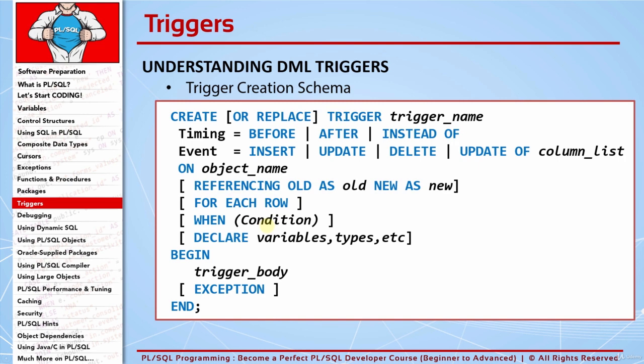Then, if we need to declare any variables, types, etc., we write the DECLARE keyword to be able to declare these objects. The rest is just like a standard PL/SQL block. We write our BEGIN END block and the exception section if we wish. The whole business logic of that trigger will be written between the BEGIN and END keywords, as you can see. This area is called the trigger body.